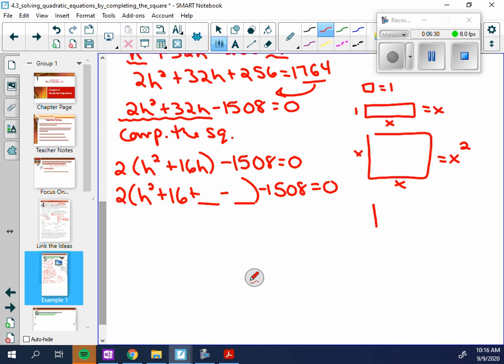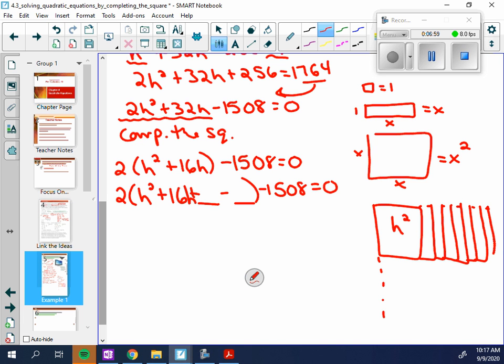What's happening is you have your h squared tile right here. It's going to be the same as my x squared tile. And then you have 16 h tiles, or 16 of these x tiles. And you're trying to make a perfect square going this way and out this way. So if you have 16 of them, you better put 8 on one side, 8 on the other, right? To make a square. So I would have 1, 2, 3, 4, 5, 6, 7, 8 of those tiles going that way, and 1, 2, 3, 4, 5, 6, 7, 8 going this way. And that's creating a perfect square.